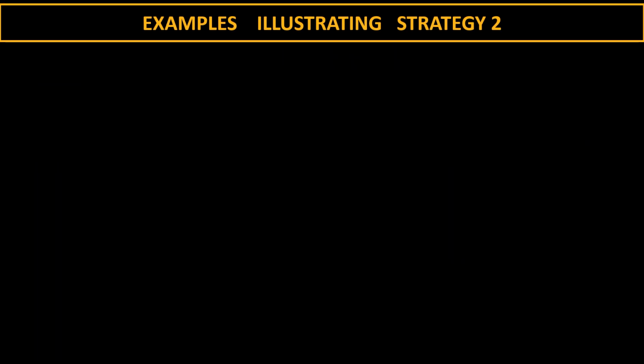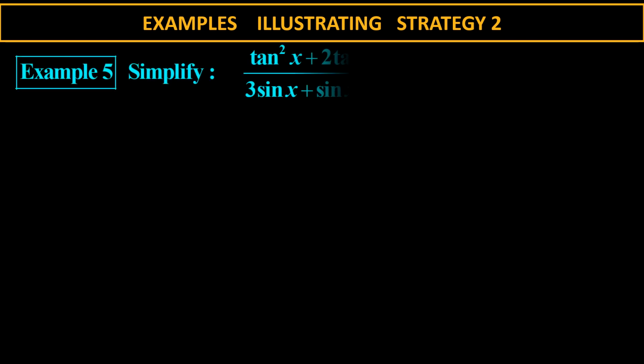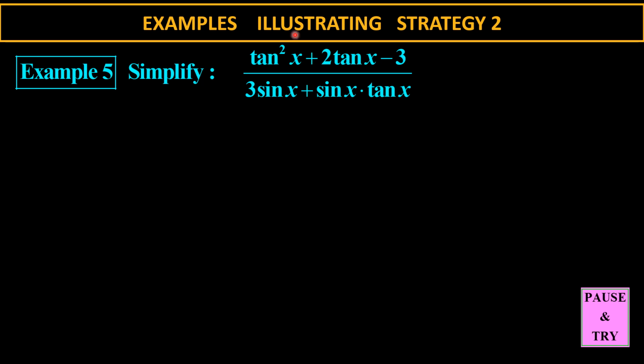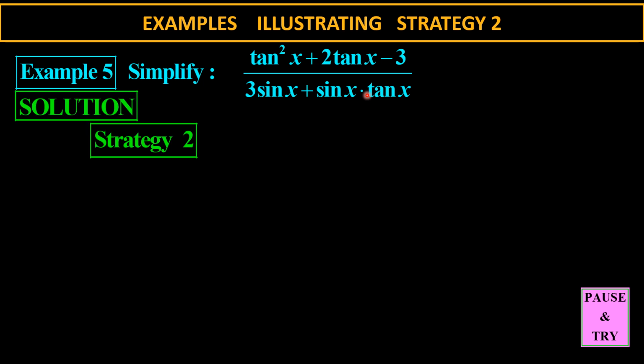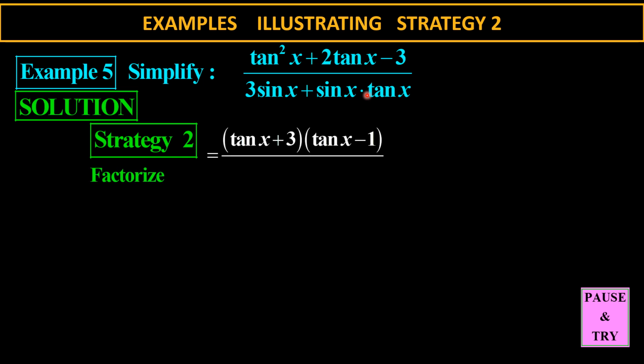Look at example number 5. If you look at this example, we always try strategy 1. Any like terms? No. Can we cancel anything? No. Reduction formula? No. Right? So then we're going to try our next strategy, which is factorization. If you look at the numerator, what type of factorization do I get? That's correct. I can get a trinomial: tan x plus 3 and tan x minus 3, 2 factors. The denominator, what type of factorization is that? Common factor: sin x into (3 plus tan x).